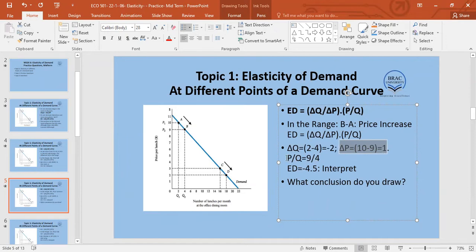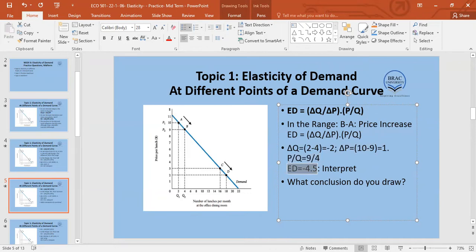And then we multiply this slope with P by Q. Now the P by Q is different. Why is it different? Because we started from B. At B the price is 9. At B the quantity is 4. So the P by Q ratio is 9 by 4. ঠিক আছে? তাহলে what is elasticity of demand now? It is 4.5. Forget the minus.